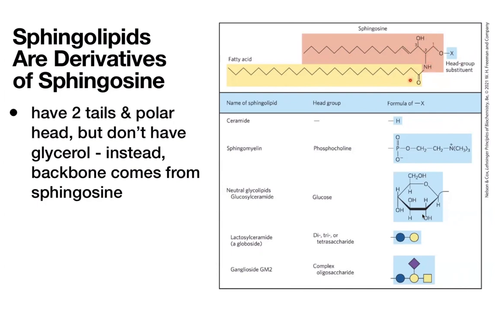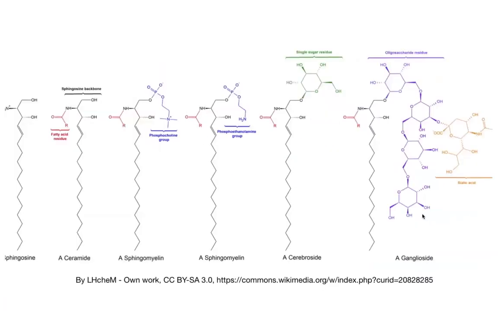And then instead of having an ester linkage, we have an amide linkage, because it's attached through a nitrogen. There are different types of things that can then serve as our head groups. Just as we saw before, we could get things like a phosphoethanolamine group or a phosphocholine group. But we could also get sugars, single sugars, monosaccharides, which gives us a cerebroside. We could have things that are really complex, which we call gangliosides.